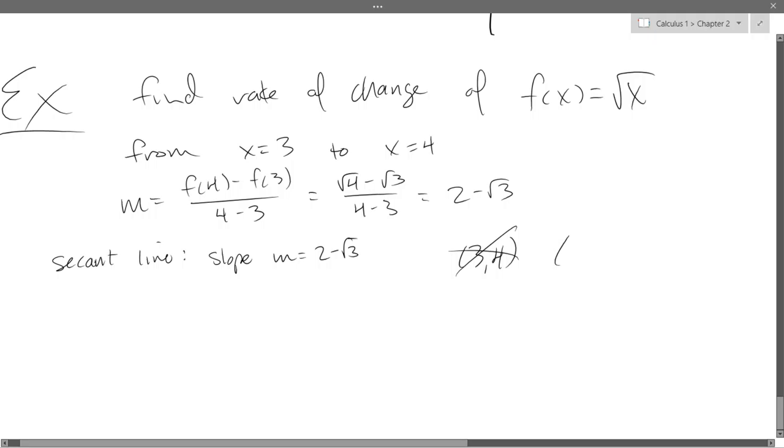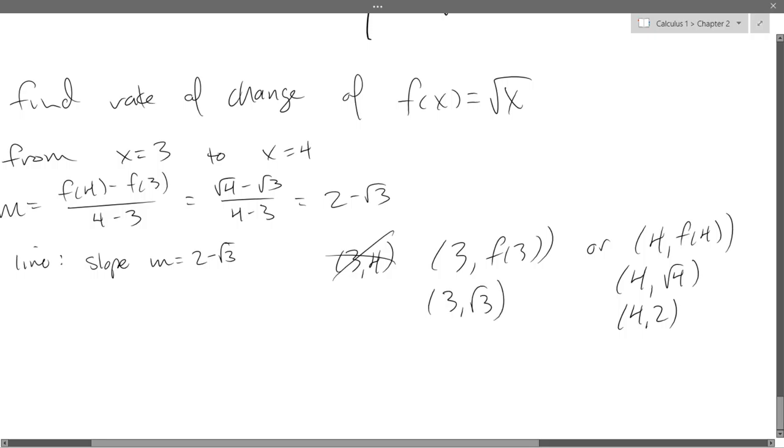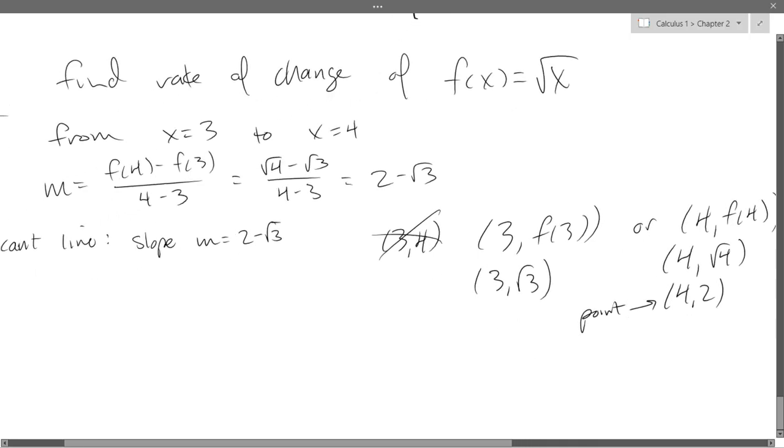There's two choices. One of them is 3 comma f of 3. The other one is 4 comma f of 4. So I chose 4 on purpose because that's a nice square root. So let's go ahead and use that guy. So we got 4 comma square root 4, which is 4, 2. I alternatively could have gone with 3, square root 3, but I don't want another square root jumping in here, so let's go with the 4, 2.